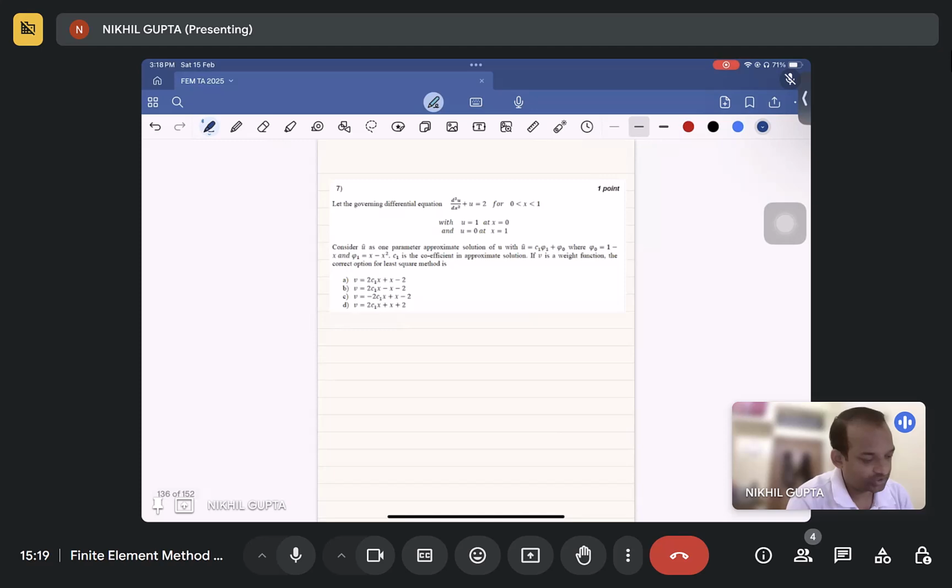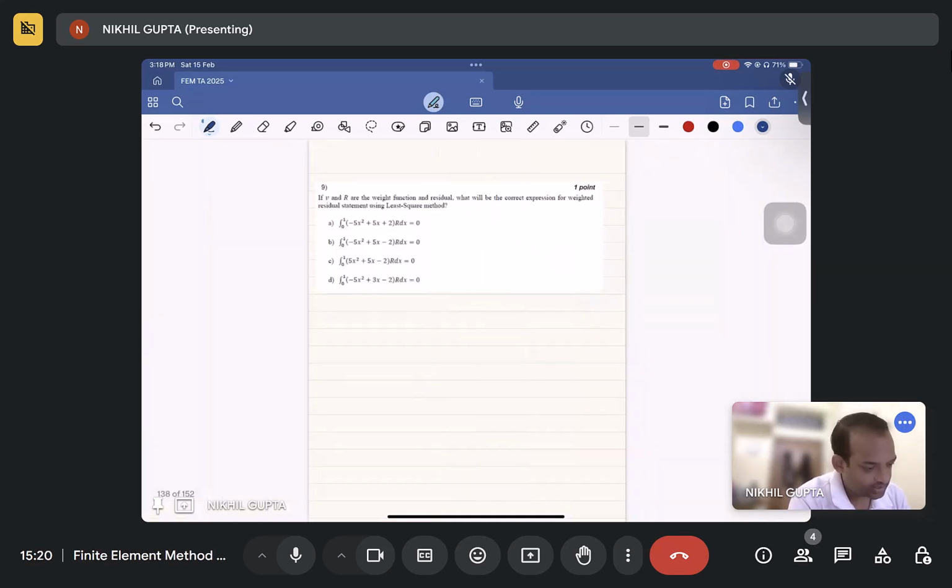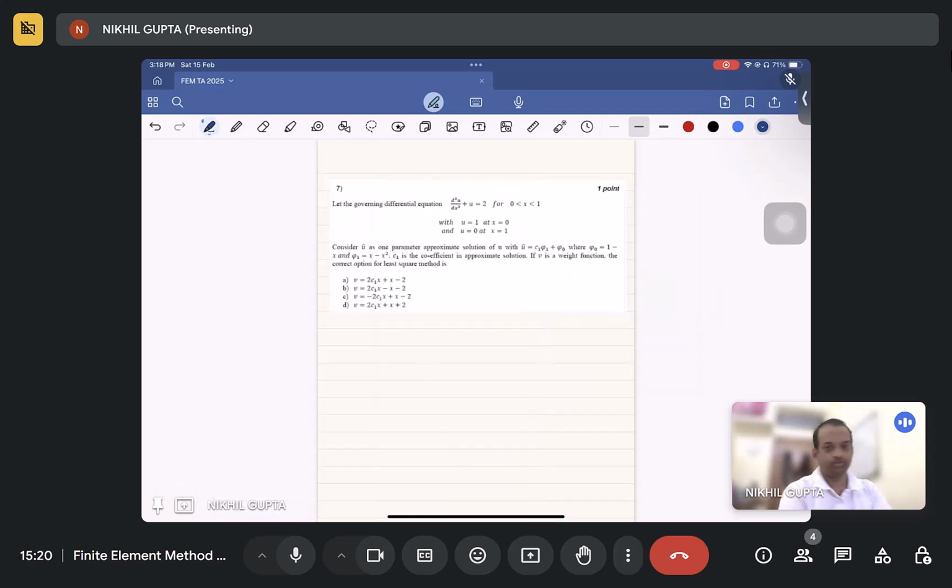Okay, so question number 7, let's start. As your query was, yes, for the 7th, 8th, 9th and 10th, the answers are not there, meaning the question is wrong. But still I'll solve this question and show you how it is done. So u bar is given as c1 phi 1 plus phi naught, where phi naught is 1 minus x and phi 1 is x minus x square.